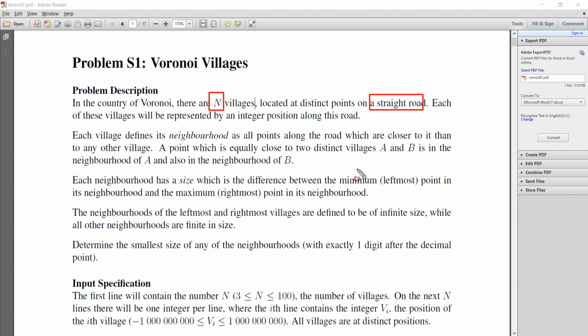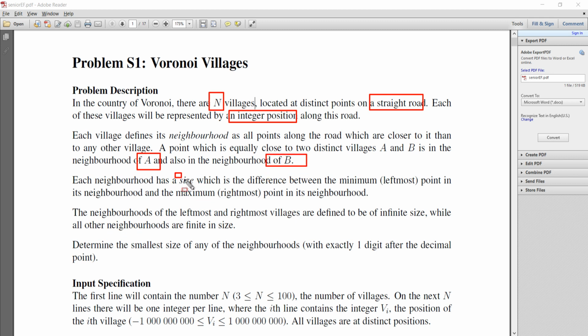Each of these villages will be represented by an integer position along this road. Each village defines its neighborhood as all points along the road which are closer to it than to any other village. A point which is equally close to two distinct villages A and B is in the neighborhood of A and also in the neighborhood of B.